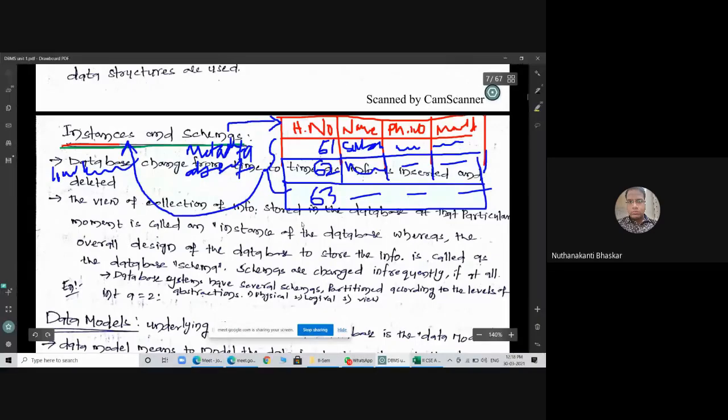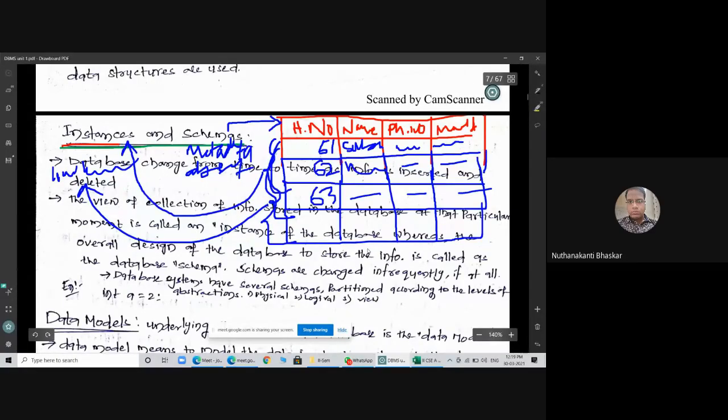In this time, how many records are there? Three records. In this time means instance. That's why it is an instance. At the particular time, in this instance, I am having three records. But after some time, maybe some more people are going to enter. That's another instance. It means the low level data is always going to change from time to time. That's why it is an instance.